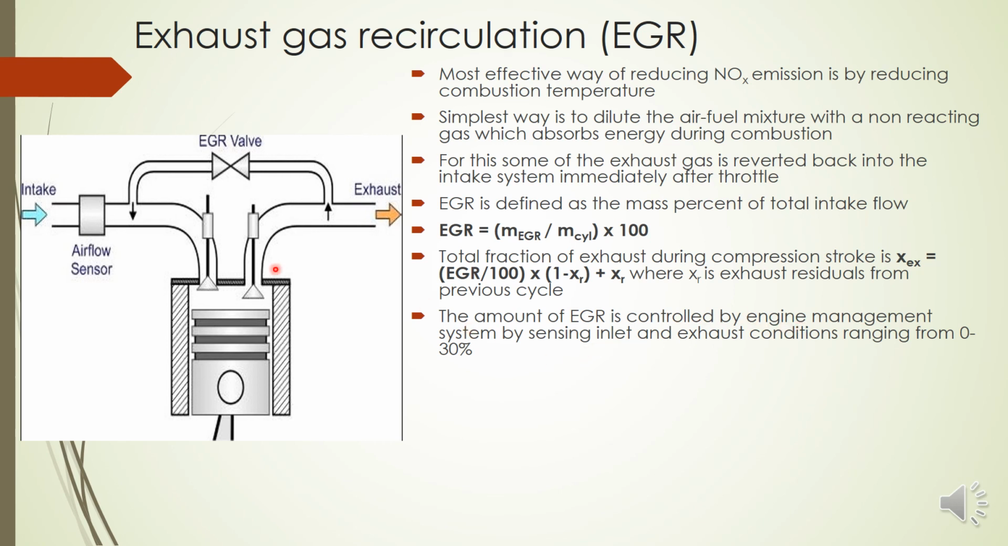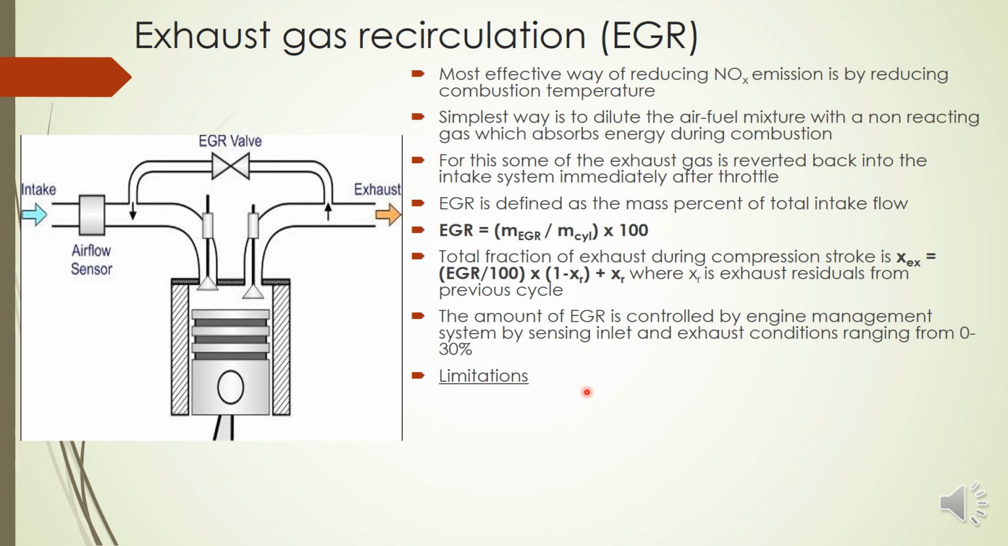And the amount of EGR will vary according to the load. When the load changes, this valve will be automatically controlled and it will open and close accordingly. So it will vary from 0 to 30%. And who will change this percentage? We will have an engine management system, a microcontroller, and sensors which will sense the inlet and exhaust conditions and pass signals to the microcontroller, which will control the EGR valve position. So it is a variable. The EGR is not constant for a particular engine. It will vary according to different conditions, around 0 to 30%.